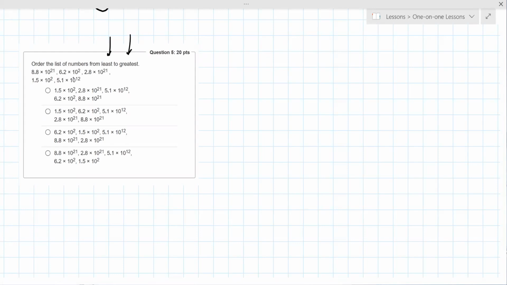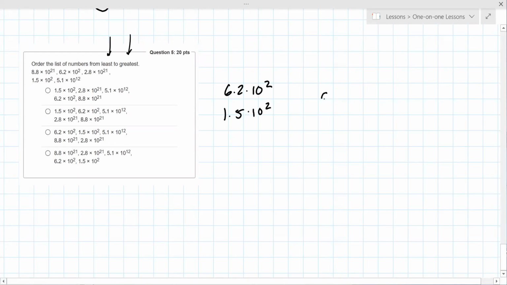It's like making piles. First you make a pile of Legos that are big pieces, small pieces, medium pieces, and then you go into them and look at them. So the smallest exponent is the 2. We're starting with this. We have 6.2 times 10 squared, 1.5 times 10 squared. Then we have 5.1 times 10 to the 12th, 8.8 times 10 to the 21, and 2.8 times 10 to the 21. So this is from least to greatest.